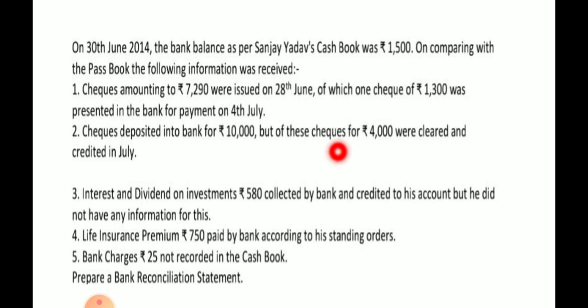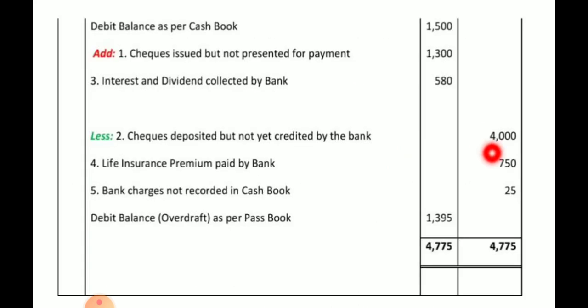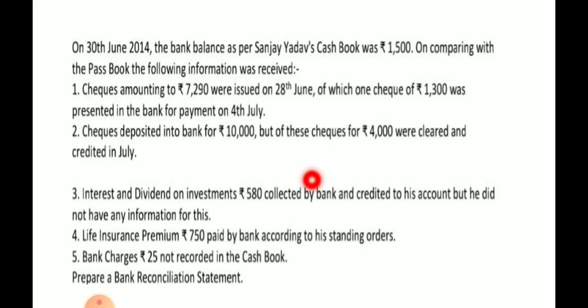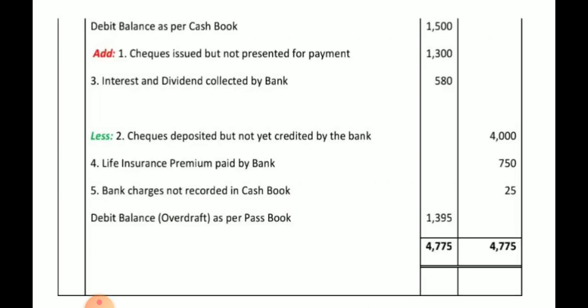Okay. Now check deposited into bank 10,000, but of these checks 4,000 were cleared and credited in July. So 4,000 is cleared in July, so it will be less, right? Next is interest and dividend on investment, 580, collected by the bank and credited to his account, but he did not know any information. Okay, so it will be added back right over there.